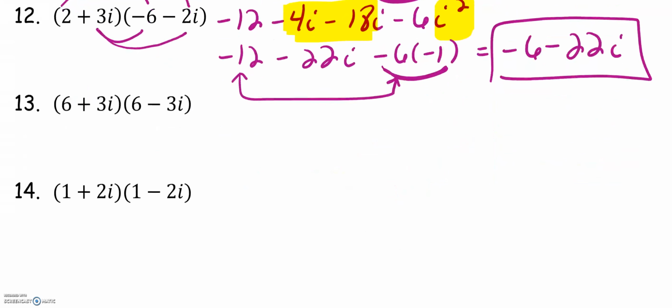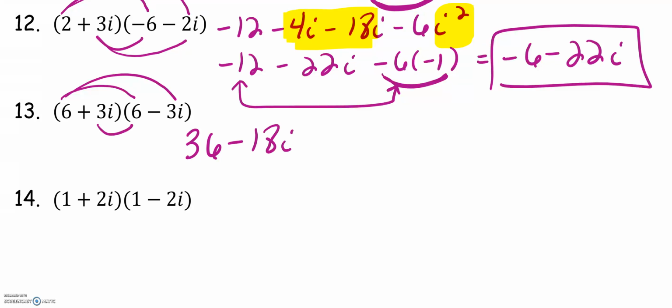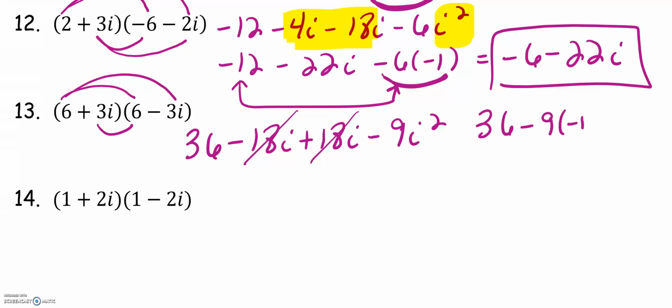All right, 13. We have two more here, guys. 13 and 14. 13, FOIL it out. 6 times 6, 36. Outer is negative 18i. Inner is positive 18i. And last is negative 9i squared. Now we should notice here, these are the same, so those are just going to cancel. So our i's in the middle are gone. So we have 36 minus 9 times negative 1, which is 36 plus 9, which is 45.